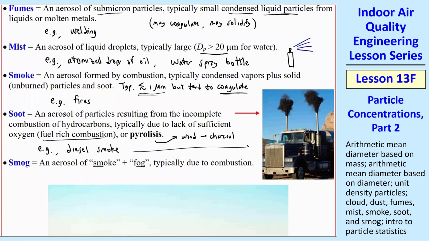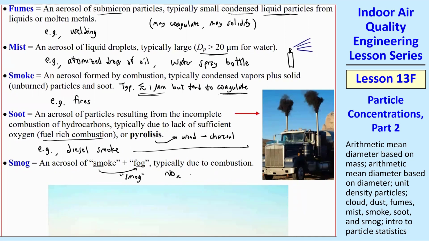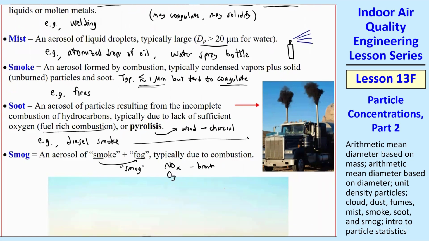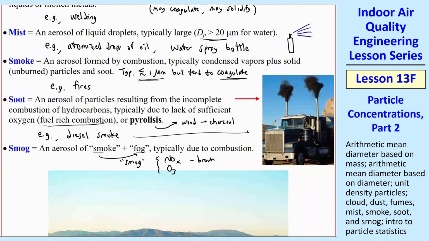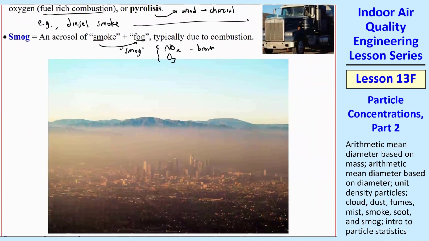Finally, smog is an aerosol of smoke and fog, so it's a clever combination of SM and OG to make smog. I didn't know if you knew where that term came from. Typically due to combustion, it also has some NOx, which gives it its brownish color. And then it also usually has ozone, and these are all typically in smog. Smoke, fog, plus these gases. Here's a picture of Los Angeles, and notice the temperature inversion that we talked about before.